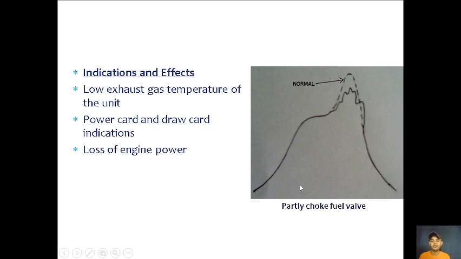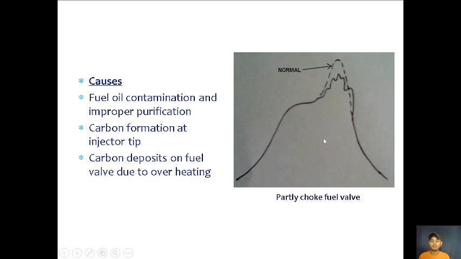Next, we have here a partly choked fuel valve. So the diagram is very different. The indication affects low exhaust gas temperature of the unit. Power card and draw card indications show loss of engine power. Causes: fuel contamination and improper purification, carbon formation at the injector tip, carbon deposits on fuel valve due to overheating.